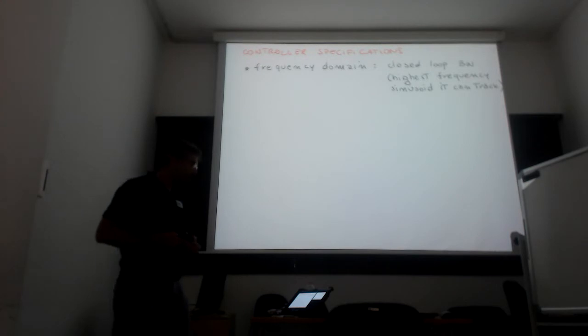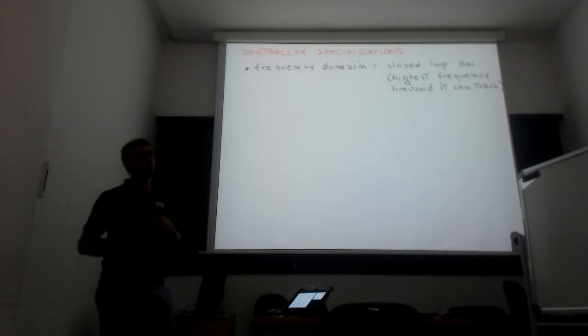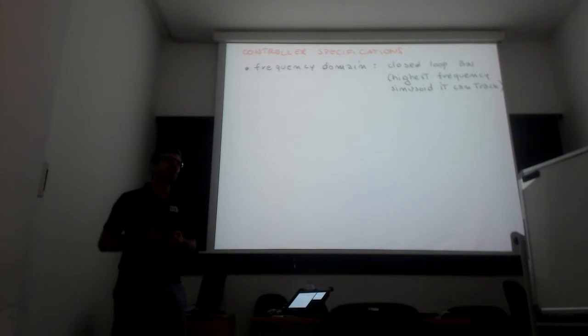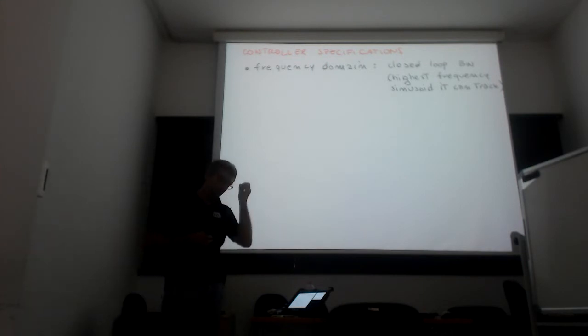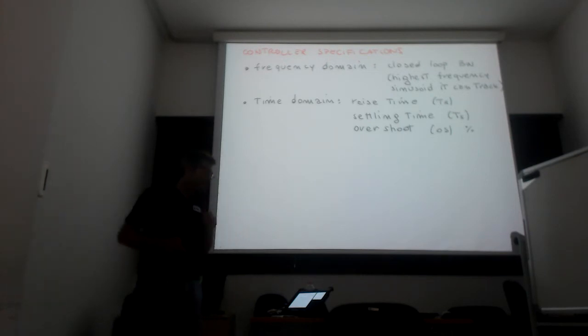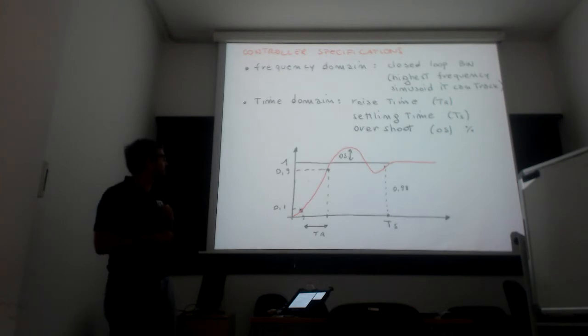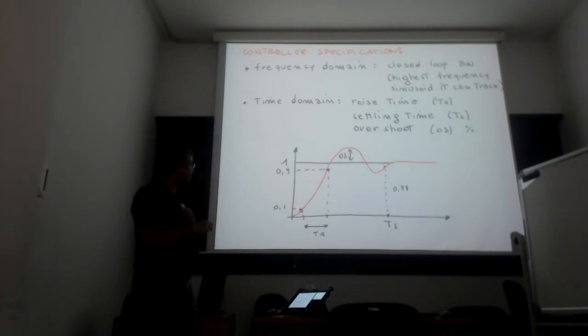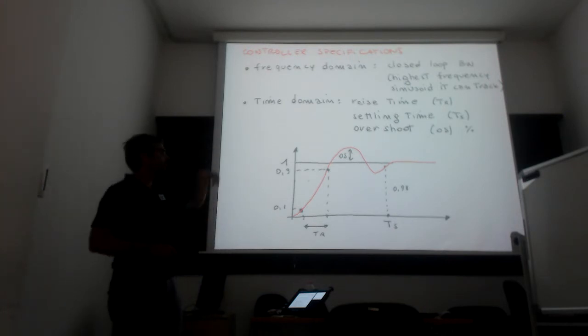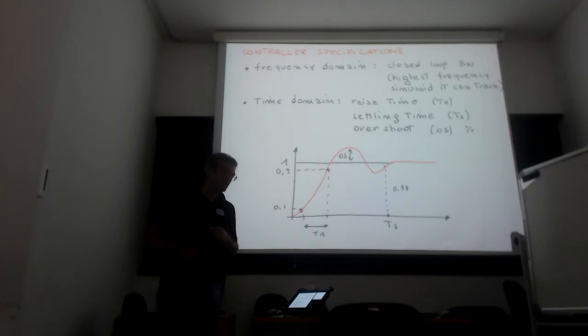To define a controller, we need some specifications. These specifications can be expressed either in the frequency domain, for example. In this case, we talk about requirements on the bandwidth, which is the highest frequency of a sinusoid that can be tracked by the controller. Or in the time domain. And here we have mainly three parameters: the rise time, which is the time needed to go from 10% to 90% of the reference; the settling time, which is how long it takes the system to achieve the reference; and also the overshoot, which is the amount by which the response exceeds the reference. It could be expressed as a percentage sometimes.